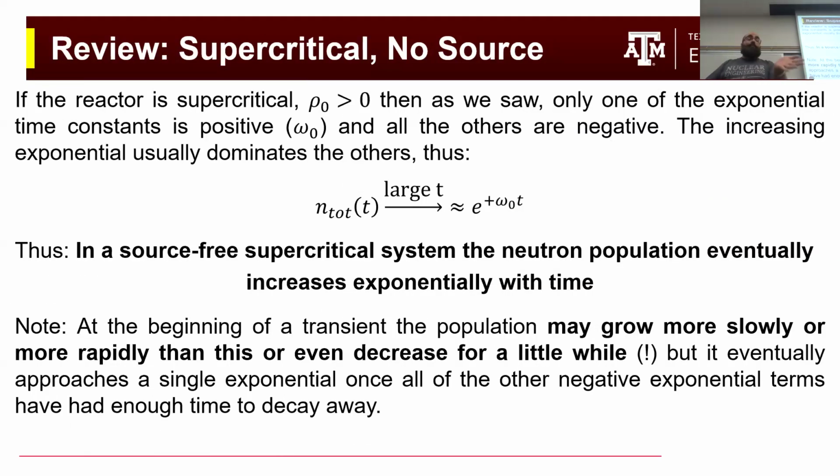So if the reactor is supercritical, then one of those time constants is going to be positive and all of the other ones are going to be negative. So if we were to then ask the question, as time gets large, what is my solution going to look like? It's going to be dominated again by the one that has the algebraically largest time constant. And this one hopefully makes a little bit more sense because if one of my terms is a positive exponential and all of the other ones are negative exponentials, then as time goes forward, all of the negative exponentials are eventually going to decay away, and you're only going to be left with the positive exponential term. Therefore, if you're supercritical with no source, then eventually your population increases exponentially with time.